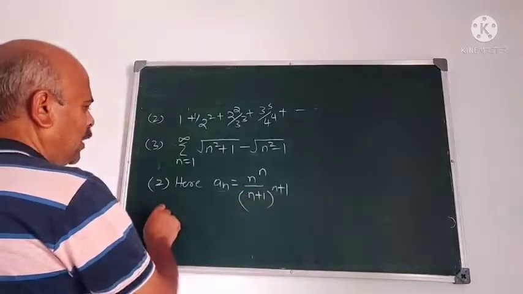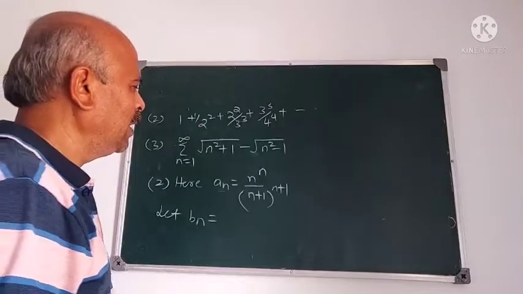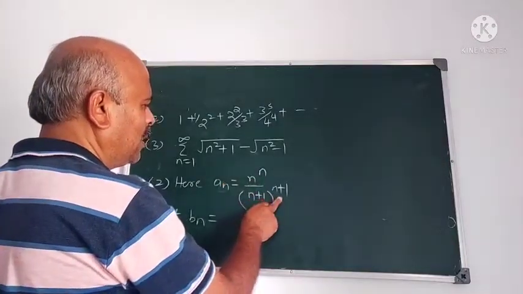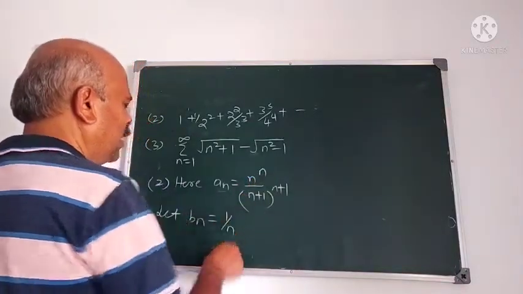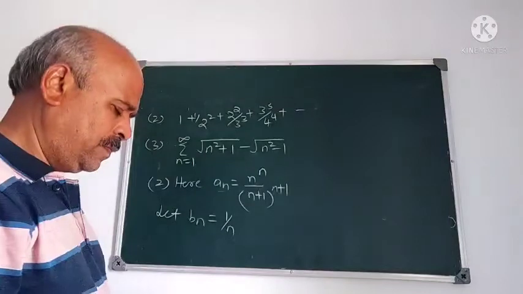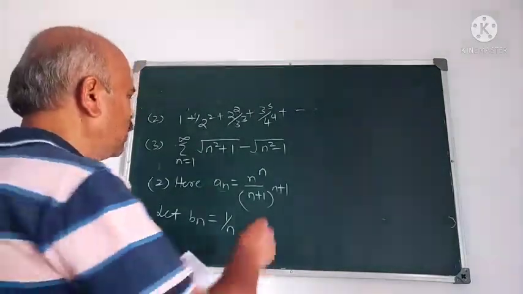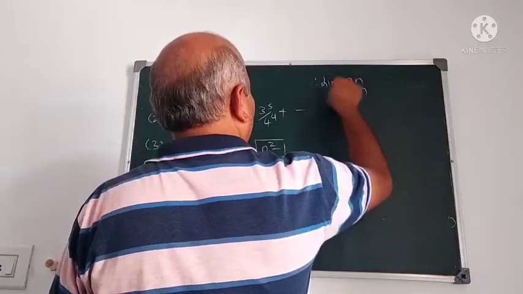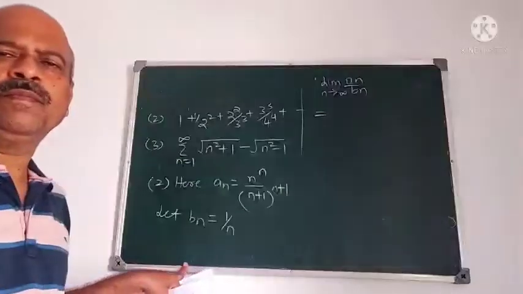Yes, let bn be taken as what? bn is degree of denominator minus numerator. What is the degree of denominator? n plus 1. Numerator n. Therefore, again we take 1 upon n here. 1 upon n. Therefore, what is the next thing? Limit an by bn, n tends to infinity.